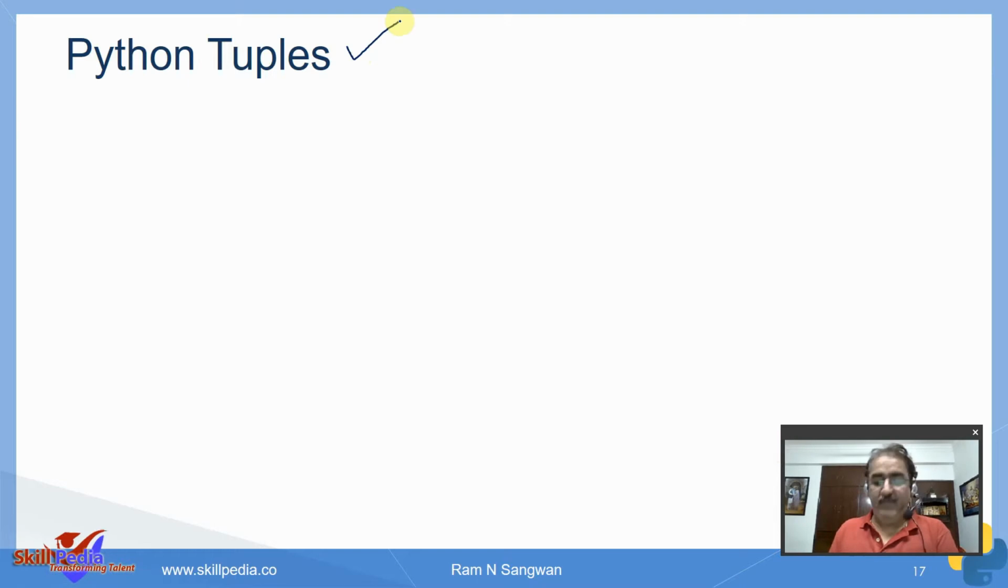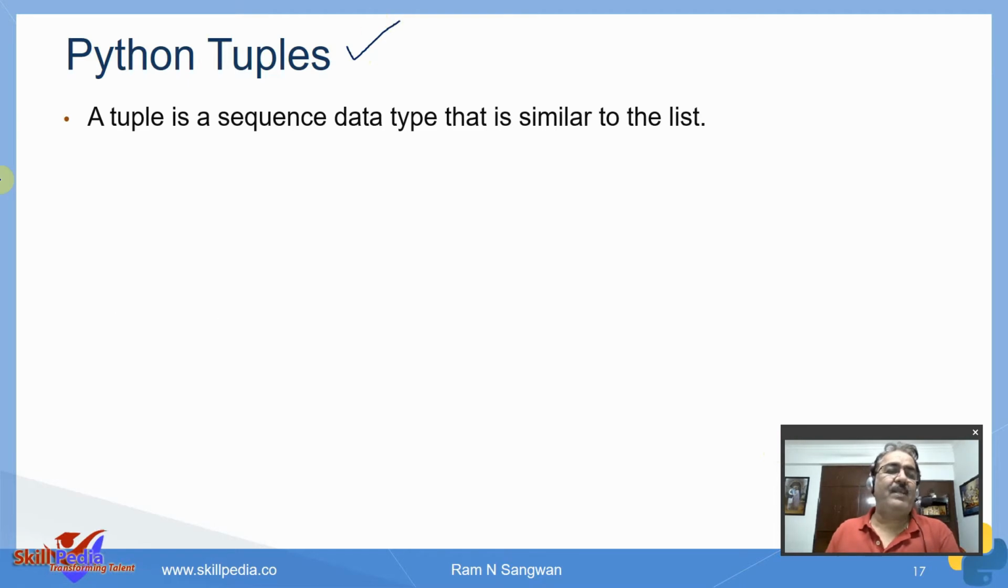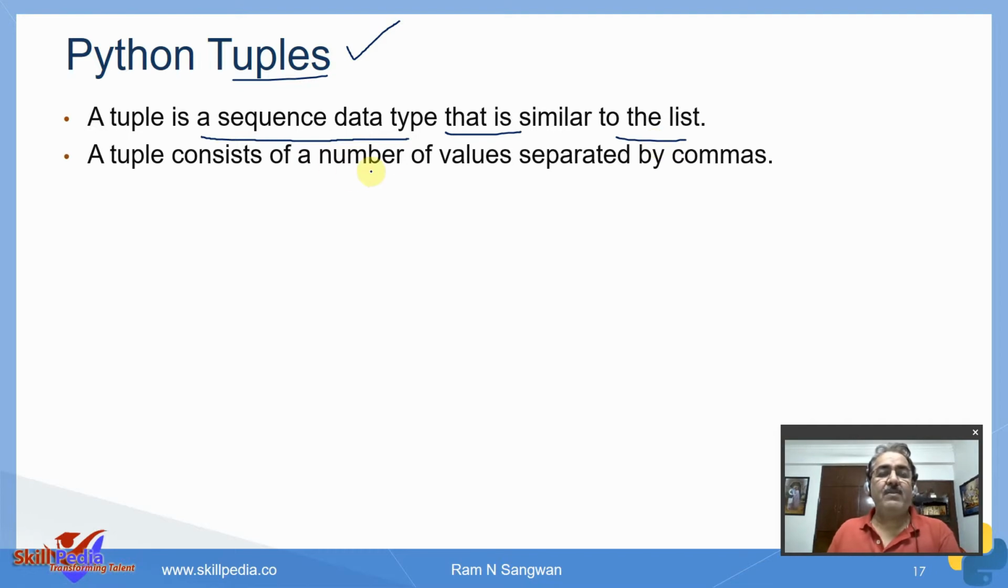Tuples. A very interesting data type, not there in any other language, like C language or Java or C++. We don't have something called tuples. Tuples are a unique feature. It's a sequence data type that is similar to the list. Then what is the difference? A tuple consists of a number of values separated by commas.